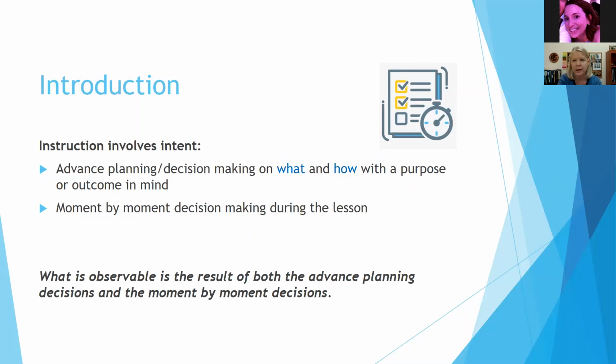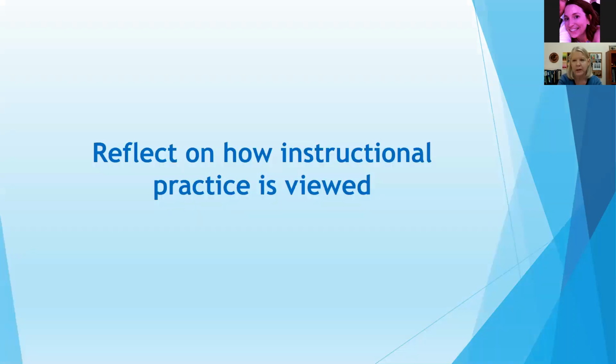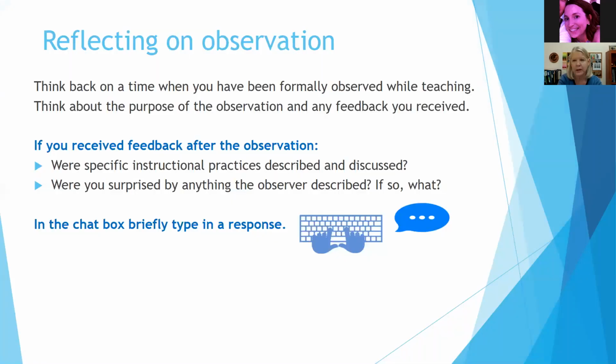So as I said, what is observable as a result of both of those processes? So let's think a little bit about how instructional practice is viewed. For the next part, we're going to be using the chat box again. I'm glad you're all familiar with it. So let's reflect on observation again. What is objective and what is actually in use?